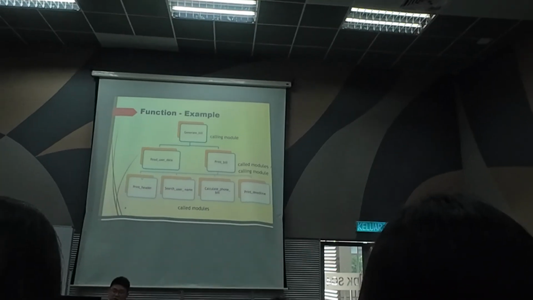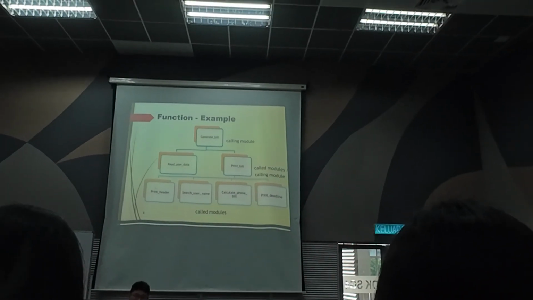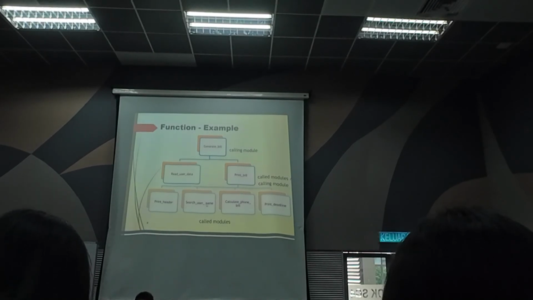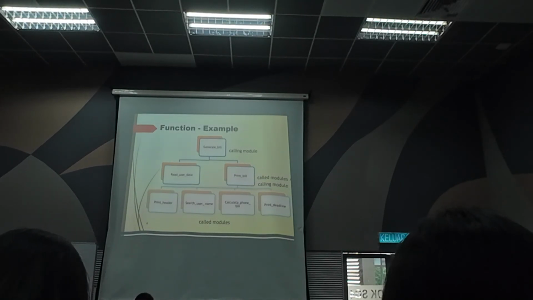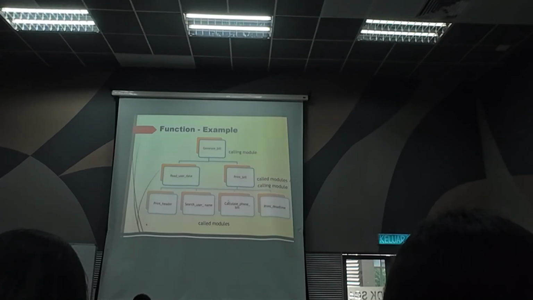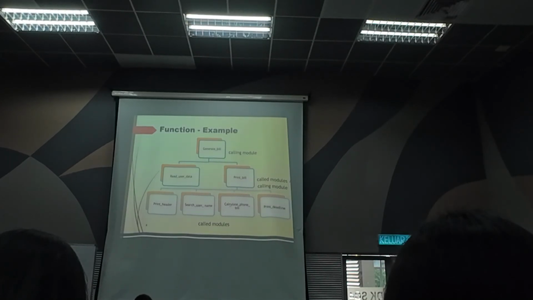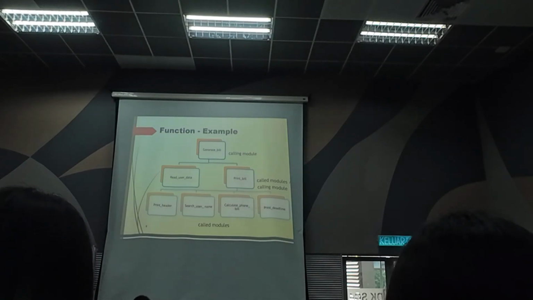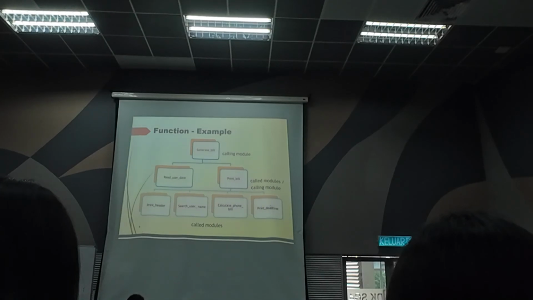What is the main task for this one? To print the header. What is the main task of this one? Just to search the username. This is one module. For this one, the main task is to calculate only. Other than calculating, you will do nothing, you will not search the name. When you want to search the name, you have to go to the search function. And then lastly, print deadline.